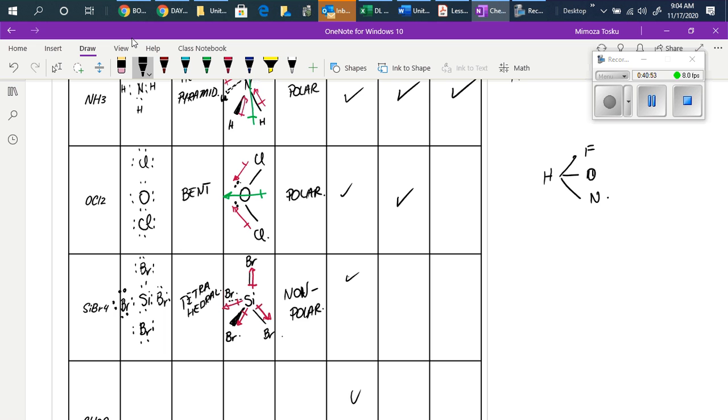London forces exist no matter what. Since it is non-polar, then we will not have a dipole-dipole moment, and since hydrogen is not connected or bonded directly with fluorine, oxygen, or nitrogen, then we don't have any.